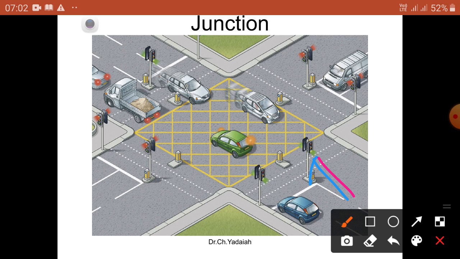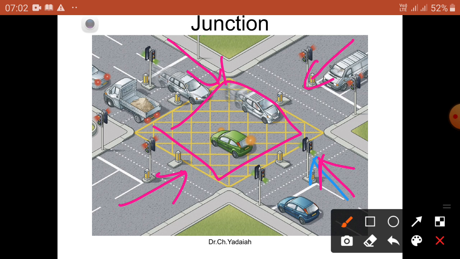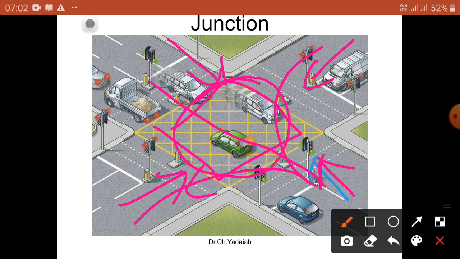So some vehicles are coming in this direction, some vehicles are coming in this direction, some vehicles are coming in this direction. Now this yellow color is known as the junction. That means here is the common point. Some vehicles may go in this direction, some in this direction. So this common point is known as a junction.